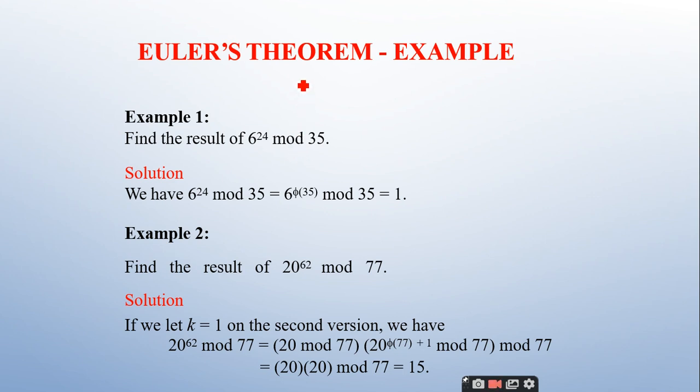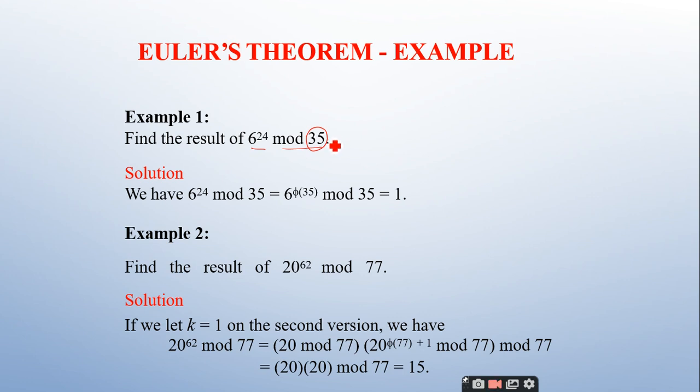So Euler's theorem is a generalization of Fermat's theorem. Therefore, the application of Euler's theorem remains the same: it is used to find the solutions for exponentiation problems in a simpler manner. But here there is no restriction that n should be prime. For example, if you want to find the result of 6 power 24 mod 35. Now see, is 35 a prime number or not? No. Other than 1 and 35, we have 5 and 7 as factors. Therefore, 35 is not a prime number.